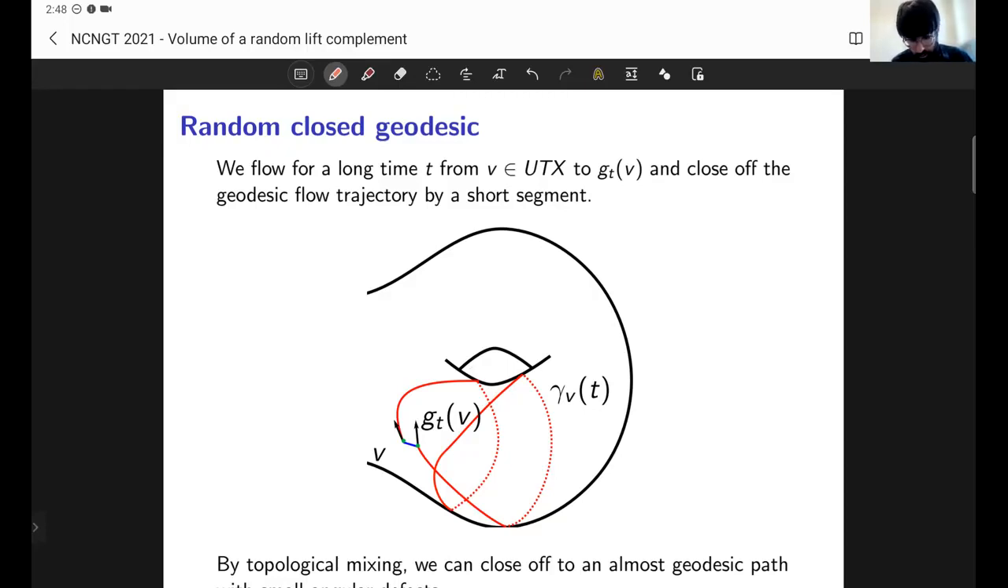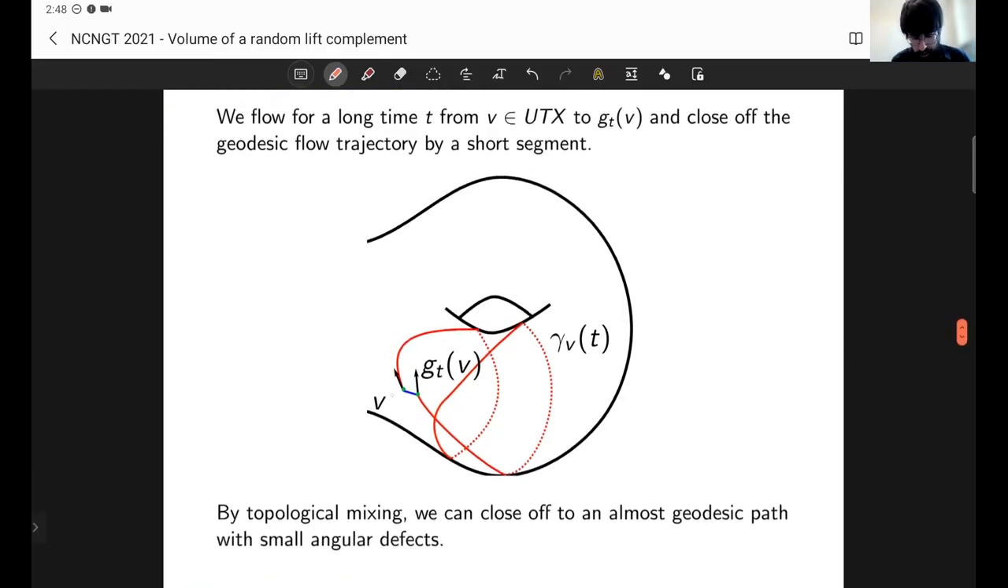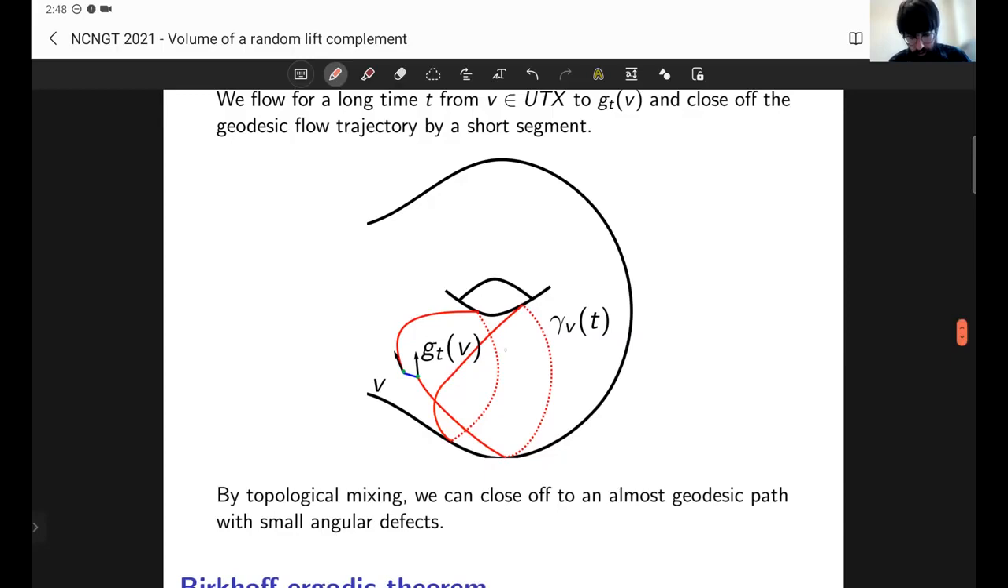And then by mixing, you know that if you pick a very small ball around V, eventually we'll come back to that small ball. This means that you will come back to a point V that's very close, both in position on the surface and also in its direction. Now, because of topological mixing, you can guarantee that when you come back to this original point and close off by an almost geodesic path, the resulting curve that you get, even though it's not geodesic, is not too far from being a geodesic in a very precise sense.